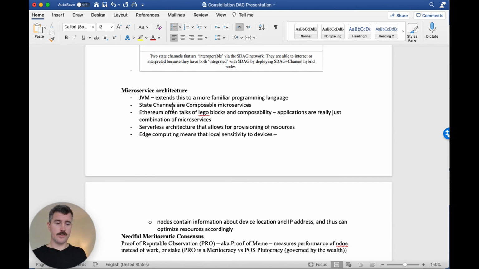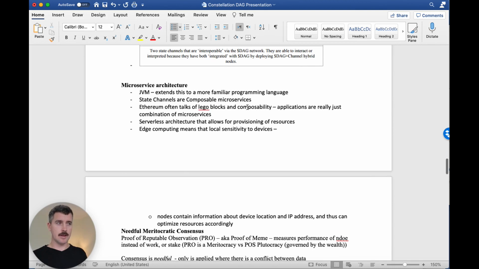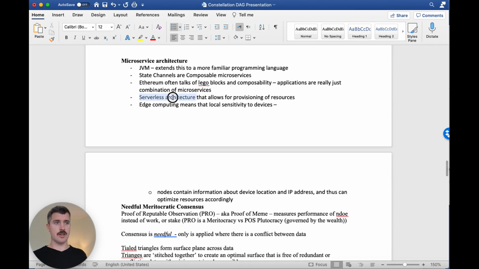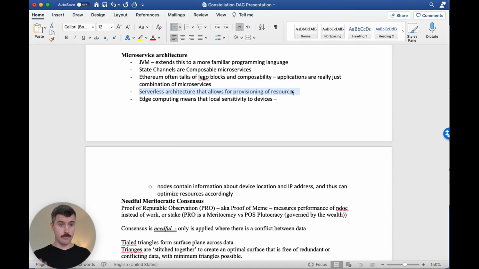All the state channels form composable microservices, and this basically means that they're like Lego blocks. Ethereum often talks about Lego blocks and composability, and the same thing applies here. And what Constellation DAG enables is a sort of serverless architecture that allows for the provisioning of resources for applications. So when you're building an application, you can use some of these microservices by plugging into state channels as necessary. And you can access resources in a way that involves low latency.